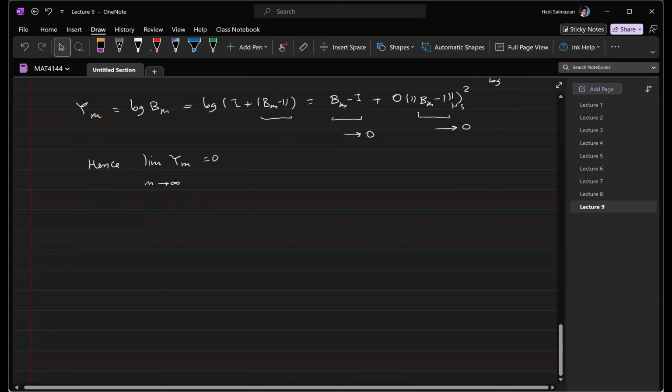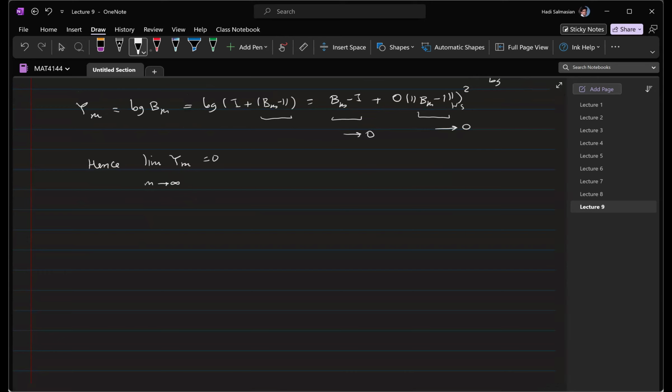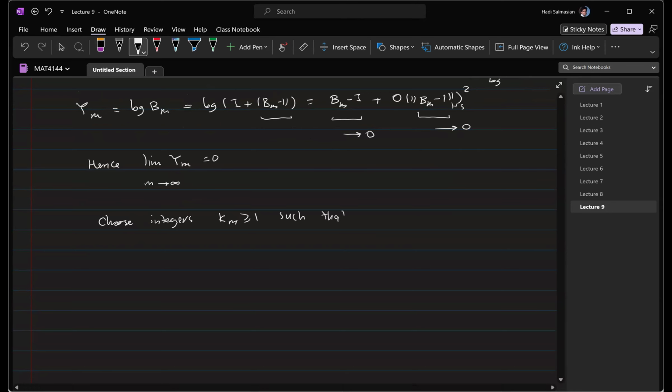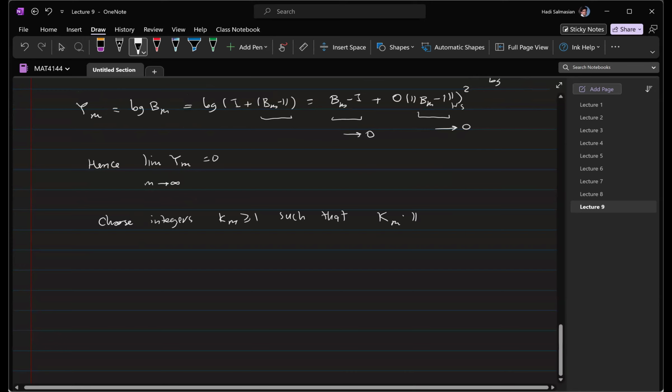Or more precisely, what I can do is the following. I want to look at ty as a limit, but I want to get some group elements. So what I do is I just take some integers. So choose integers km such that km times the norm of ym converges to t as m goes to infinity.